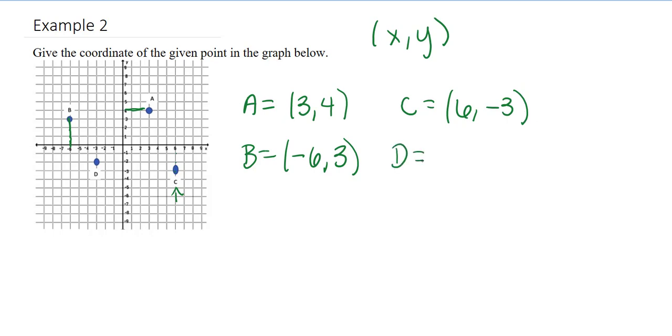Now let's look at D. So we start at the origin. And since we're going to the left for the x-axis, it's going to be negative 3. Then we have to go down 1, 2. So on our y-axis, it's negative 2. So those are the coordinates for the given points.